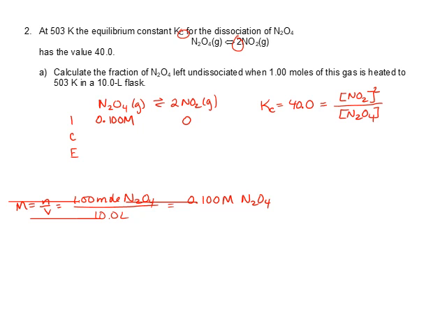For our change row, we need to decide in which direction this reaction is going to shift to reach equilibrium. Since we have only reactants and no products, we're going to have to shift towards products to reach equilibrium. So we'll use minus x as the change for our reactant and plus 2x for the change for our product. Again, the equilibrium row is always the sum of the initial and the change rows.